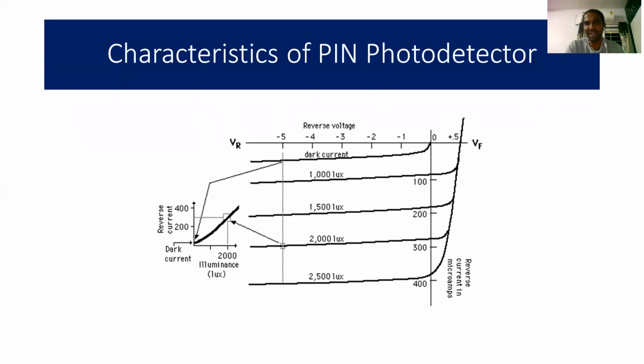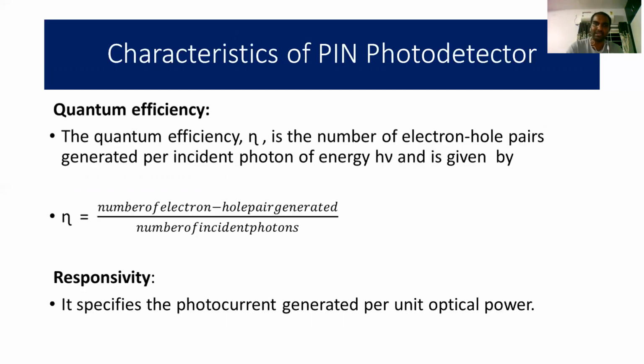And this is the IV characteristics of a PIN photodetector. So observe here, it is operated in the reverse bias condition, reverse voltage, and gradually it is decreasing and almost independent of current.